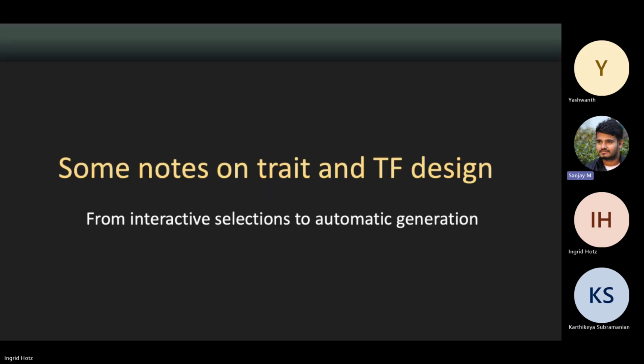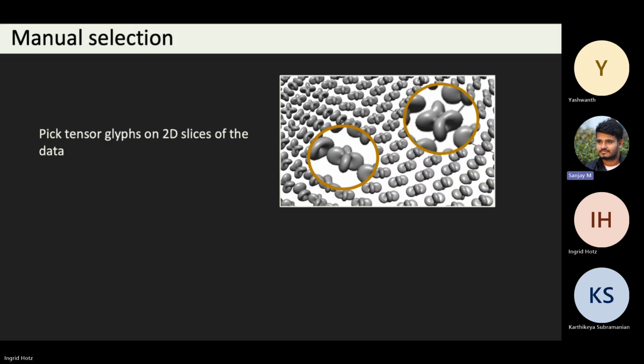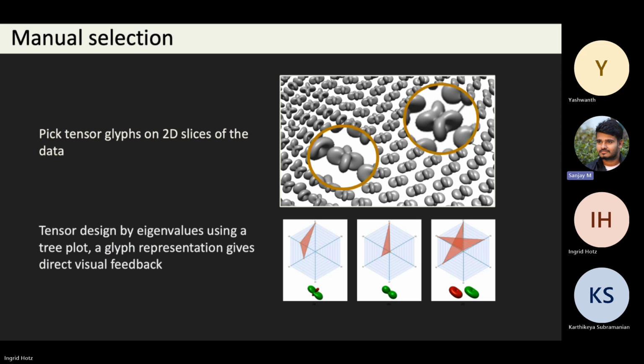One question that still remains is how do we define traits? I only have a few notes; we also worked a lot on this, and I'll just give you some examples. For tensor fields, we have a manual selection when we are running glyphs, for example on a slice. People can pick a point and say, I would like to see a small area there. But you can also design your glyphs as a little tensor generator, with each of these axes being one of the eigenvectors, and you can just pull around, and then you immediately see the corresponding glyphs.